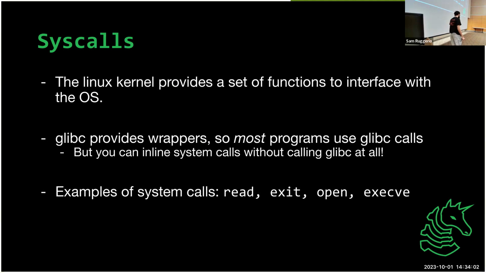But there's a series of functions called syscalls, which are provided by the Linux kernel. When you call a syscall, it doesn't actually jump to any code. It will just go to the next instruction in your instruction memory because the syscall happens in kernel space, which is not your program. GLIBC provides wrappers, but you can call these directly using the syscall instruction. If you've ever used read, exit, open, or execve in C, these are all system calls. This is how you interact with your computer directly in a C program.